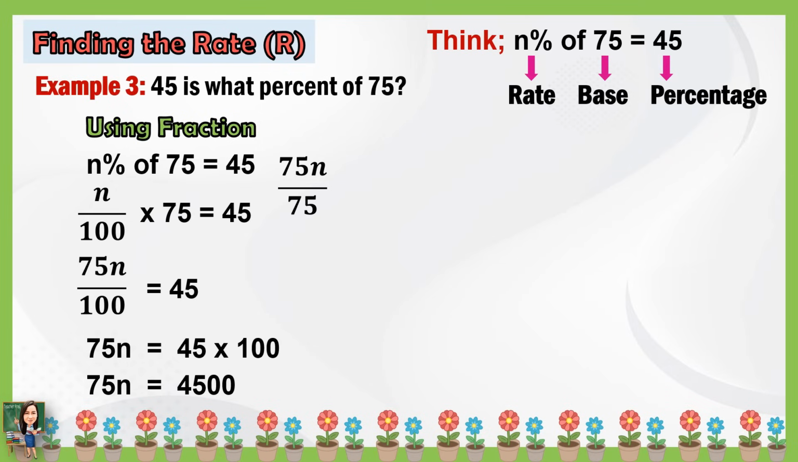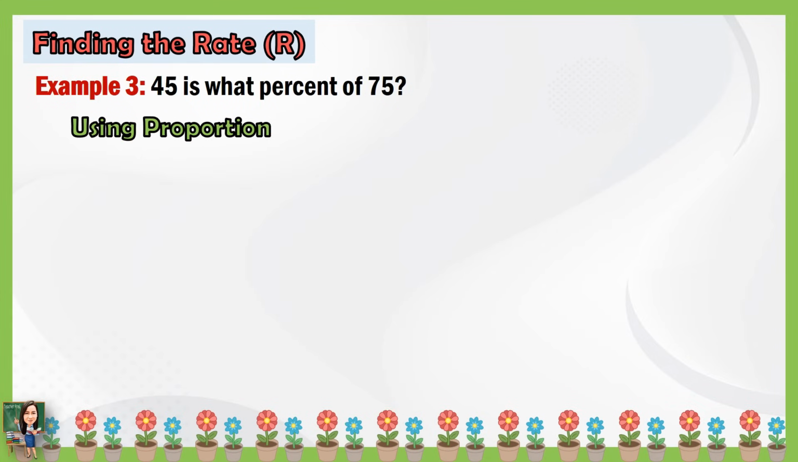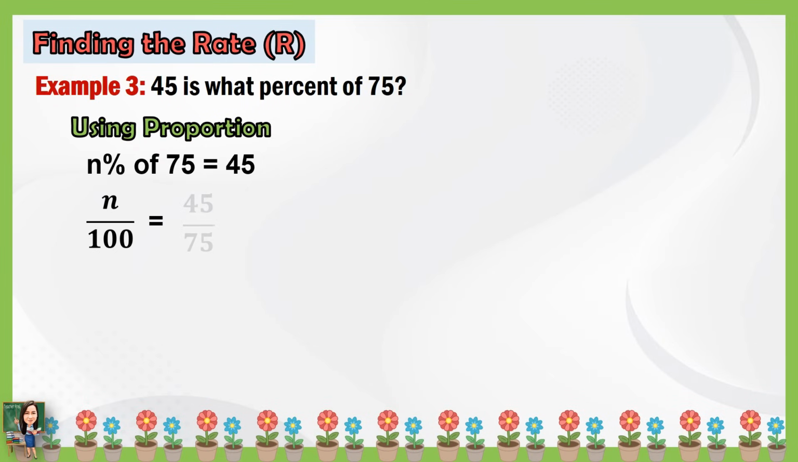75n over 75 and 4,500 over 75. 75n divided by 75 equals n, and 4,500 divided by 75 equals 60. So n is equal to 60. Now let's see using a proportion. N% of 75 equals 45. In fraction, it is n over 100 equals 45 over 75.